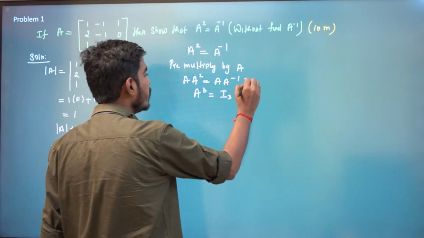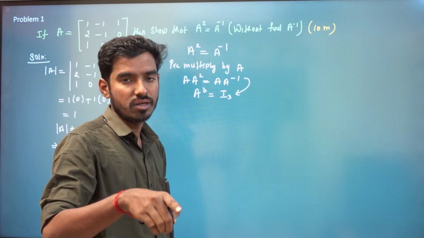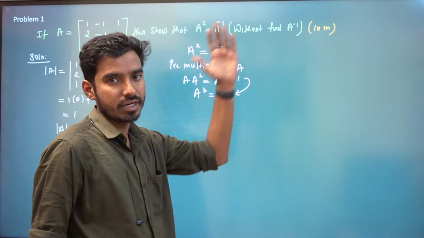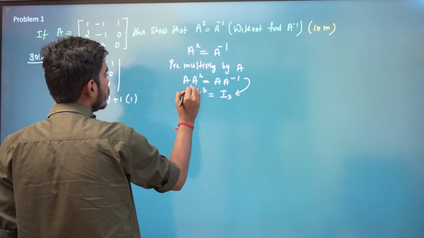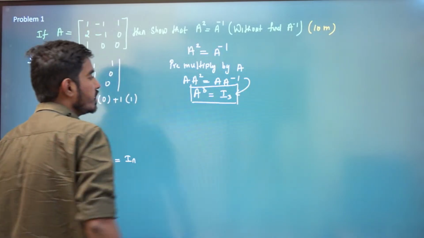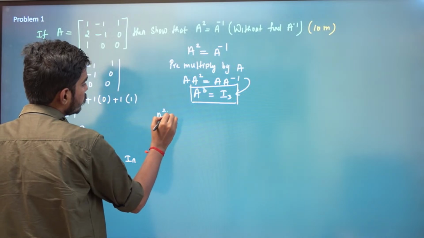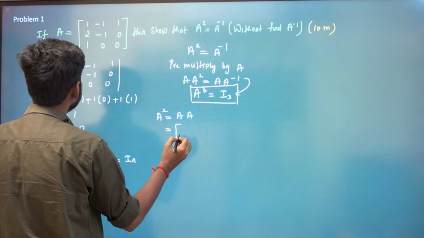In order to write A into A inverse as the identity matrix, first you have to prove that A inverse exists. To prove A inverse exists, you have to prove that A is a non-singular matrix, that is, the determinant of A is not equal to 0. Now, in order to show A square is equal to A inverse, we will show that A cube is nothing but the identity matrix of order 3. So we will find A cube. First we will find A square, which is A into A.